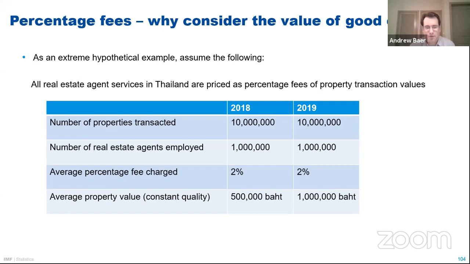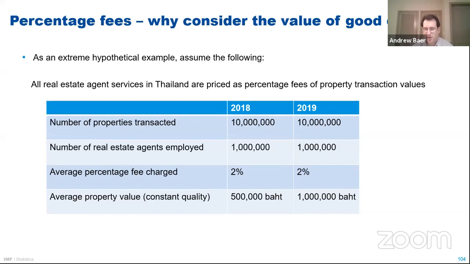So here's an example, just to illustrate some of the concepts with percentage fees. Let's say all real estate agents in Thailand are priced as a percentage fee of property transaction prices. In 2018, there were 10 million properties transacted across the country. There were 1 million agents employed who assisted with all of those transactions. On average, they charge 2% commission. And that's true in both 2018 and 2019.